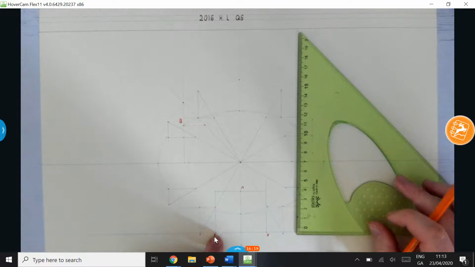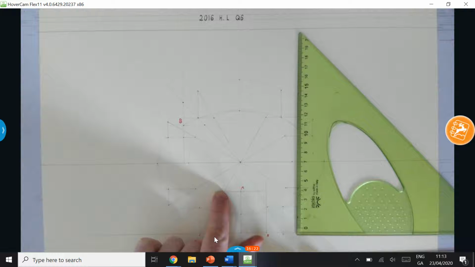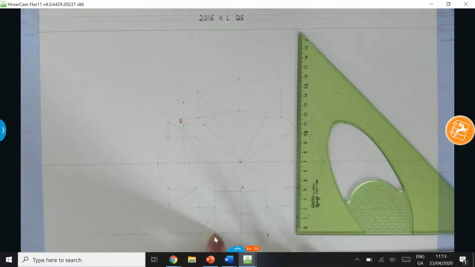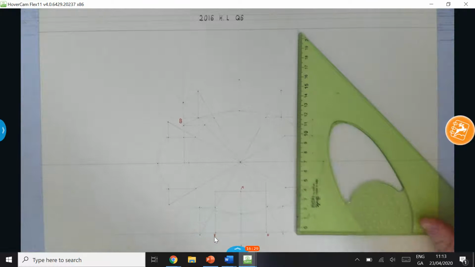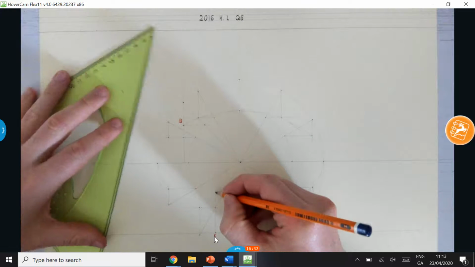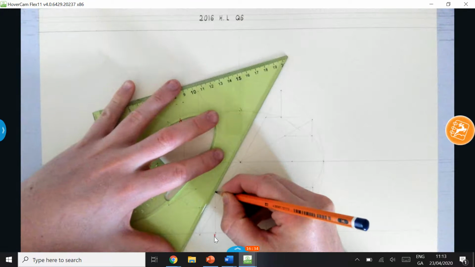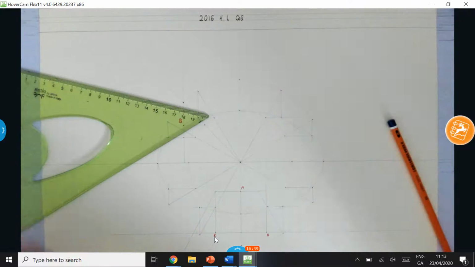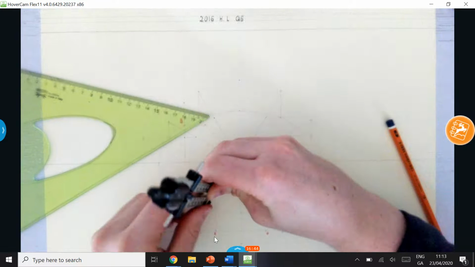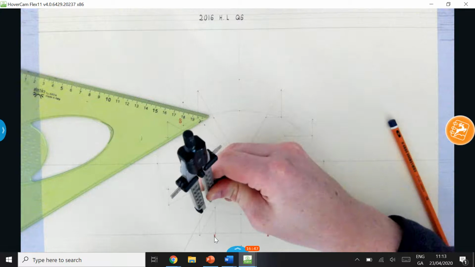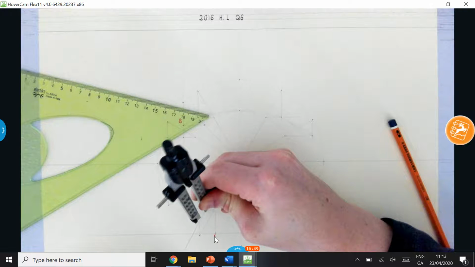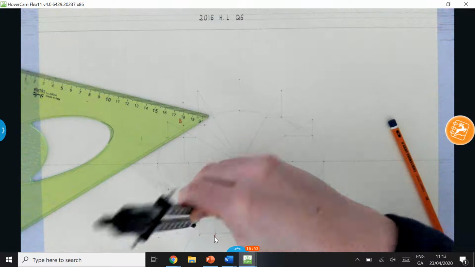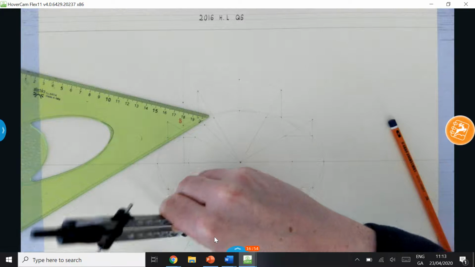So I'm going to divide this line now above K up into 4 equal parts, and I'm going to divide this piece over here into 4 equal parts as well. To do that, draw a line out at any angle and divide that line into 4 parts. So get your compass and divide it into 1, 2, 3, 4 equal parts.